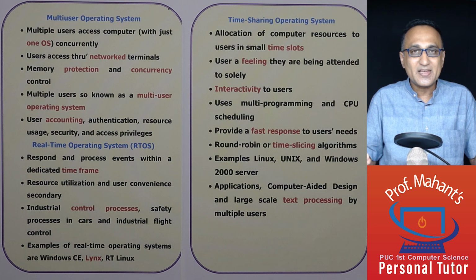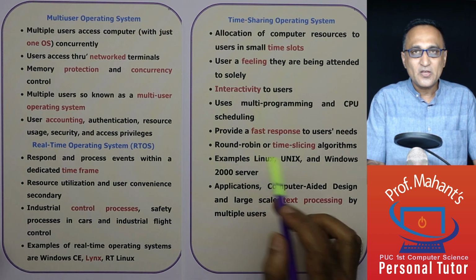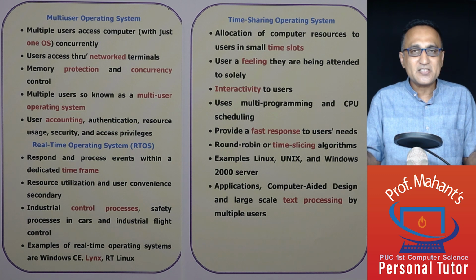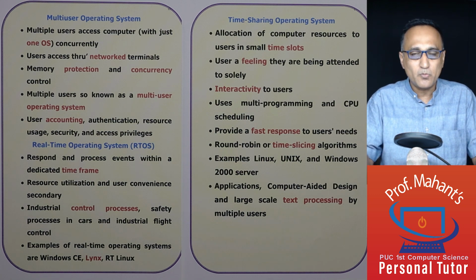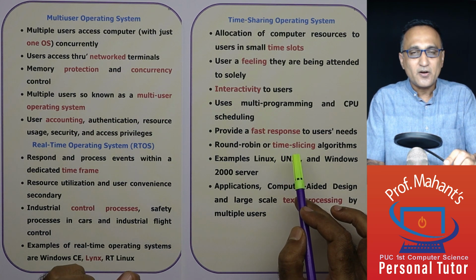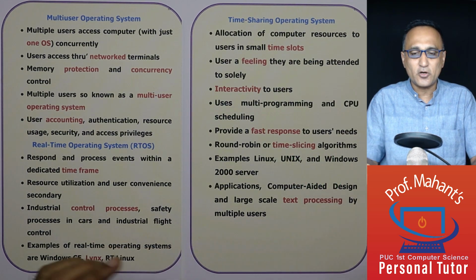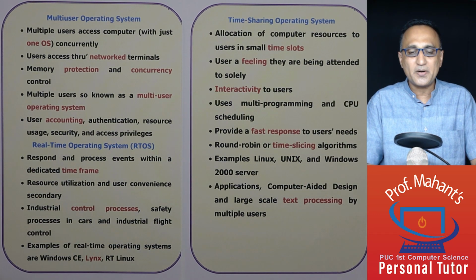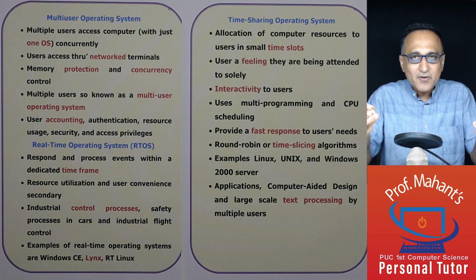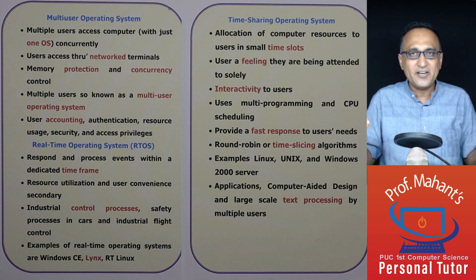Generally, the way of responding is if there are 50 users, it will give 1/50th of a second for each user and it will keep switching between them. This is known as round robin, or sometimes it may determine some users have more priority, so it may give more time. So giving a little amount of time to each user to do his or her job is known as time slicing. And time slicing algorithms implement time sharing operating system where each user is given a fraction of the time, where he or she gets the feeling that he or she is being solely attended to.